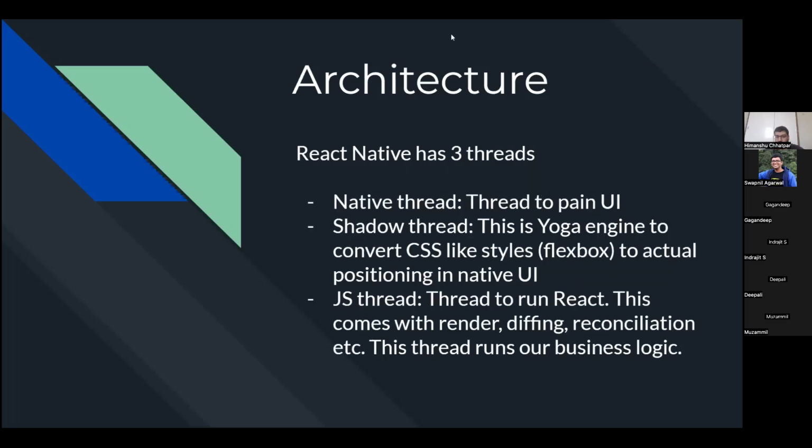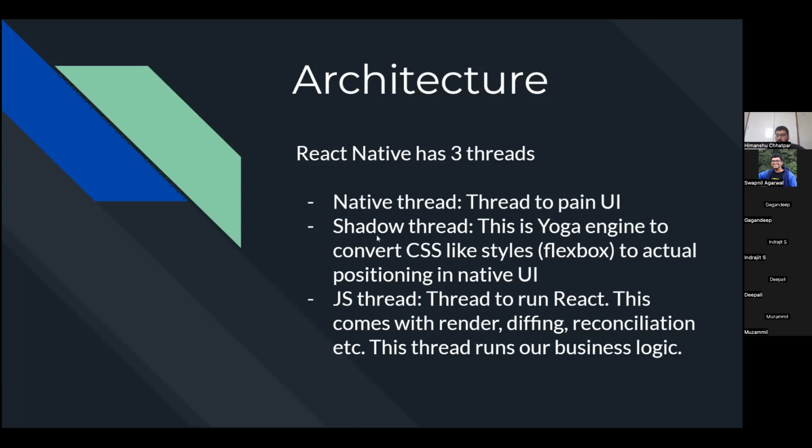Okay. Now let's get into the architecture. Since painting is always faster on the native side, whenever we paint, we paint from the native side. That's why you have a native thread. This is the thread to paint the UI. Then you have a shadow thread.